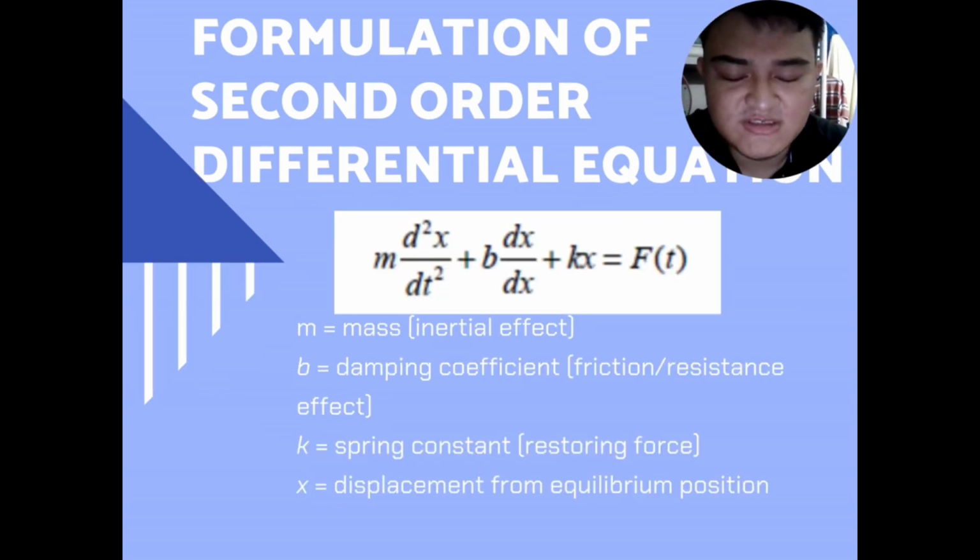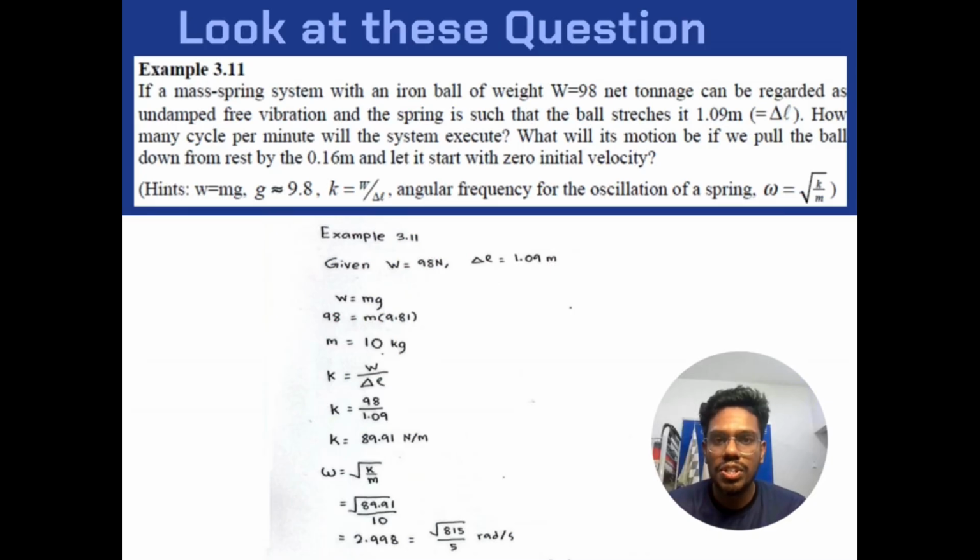Okay, this is the breakdown for each term in the formula. m is for mass or inertial effect, c is for damping coefficient, friction or resistance effect, k is for spring constant or restoring force, and x is for displacement from equilibrium position. Now we are going to see the solution for the questions.